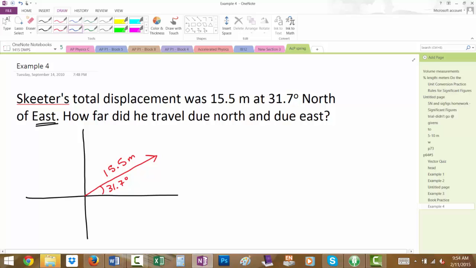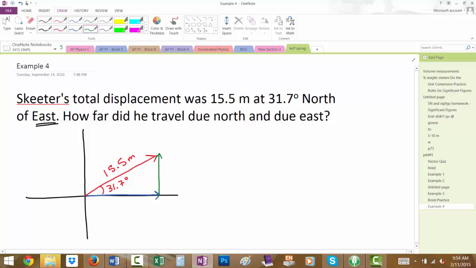So let's go ahead and draw a vector east, and then another one that points north. And those two vectors are the components of the red one. How are we going to figure out how big the blue and the green ones are? Sean, what do you want to do? By using 15.5 multiplied by the sine of 31.7.